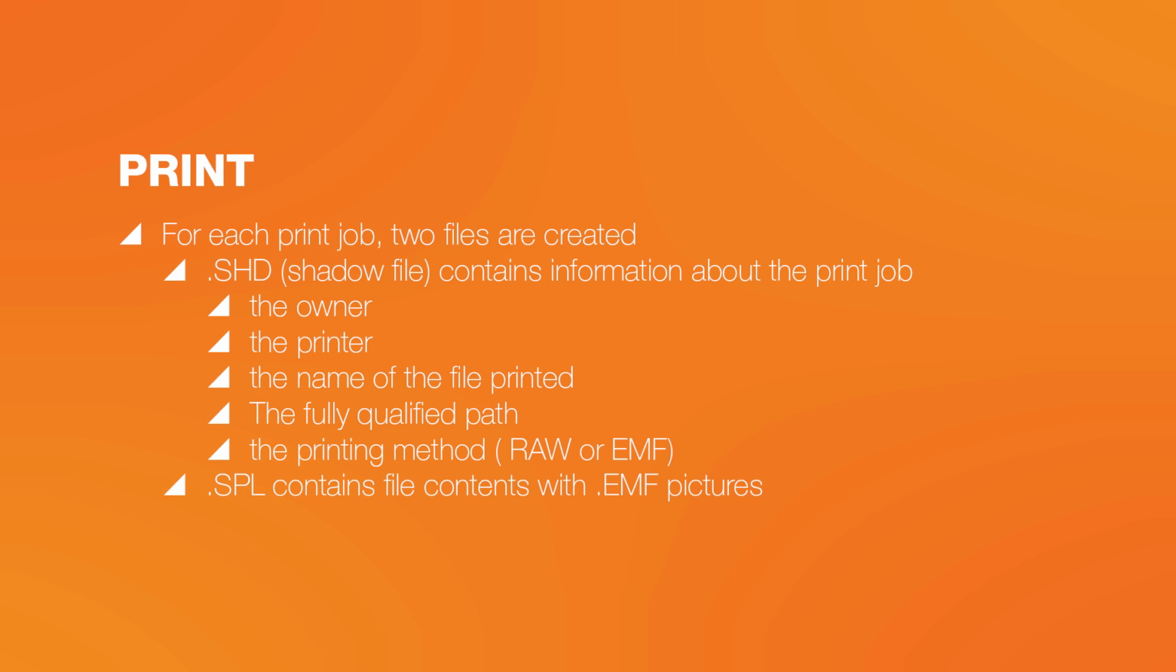Therefore, for each print job, two files are created. The shadow file contains information about the print job, such as the owner, the printer, the name of the file printed, the fully qualified path, and the printing method, in our case, the EMF. The spool file contains file contents in .emf pictures.